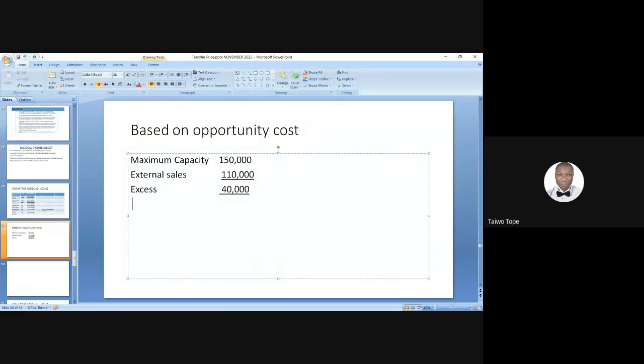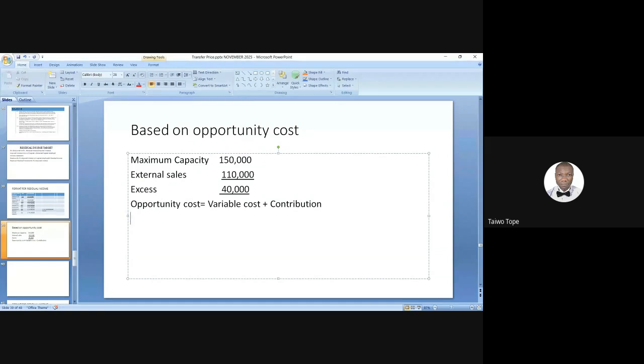Let's show the formula of opportunity cost. Opportunity cost is equal to variable costs plus contribution in transfer pricing. Take note.